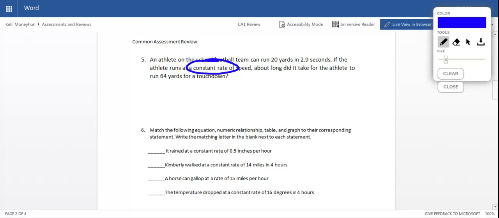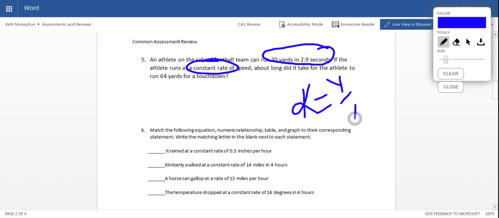Okay, so what I'm going to do is I'm going to find my constant using k equals y divided by x. I need to plug in my numbers. Okay, and then after I find my constant, I'm going to multiply it by my new yardage. Pause and solve.